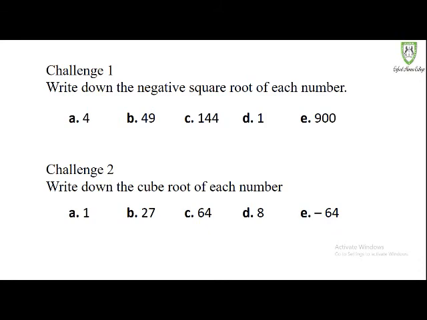Remember, minus 1 times minus 1 is 1. So the negative square root of 1 is minus 1. So you should be able to do the others. Likewise, for 27, the cube root of 27 is 3. So write down the cube root of each number. I have done challenge 2B for you, so you should be able to do the others.